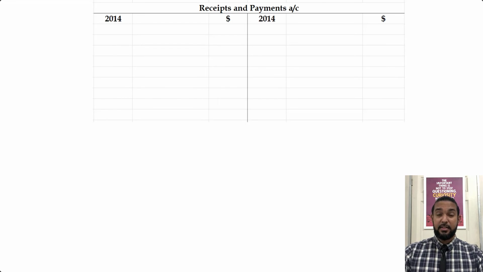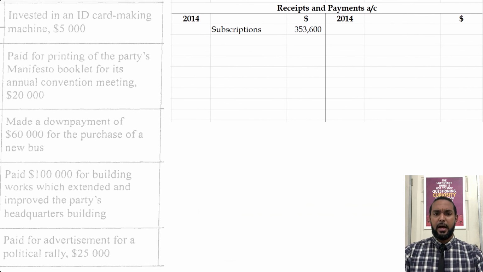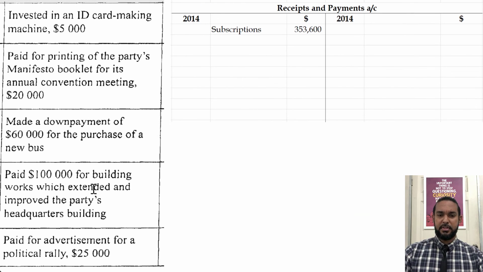Okay, so for the last item for this question, they wanted a receipts and payments account. Now, we weren't given any opening balance. We were just given one receipt, which was the subscriptions figure. So that would go on the debit side. So if you think back to your subscriptions account, I think that was like $353,600. That was the balancing figure in the account. And every item up here, as you can see, is an item of expenditure.